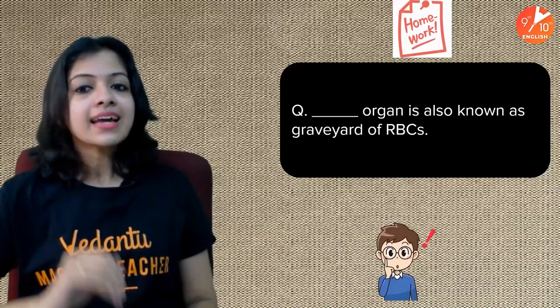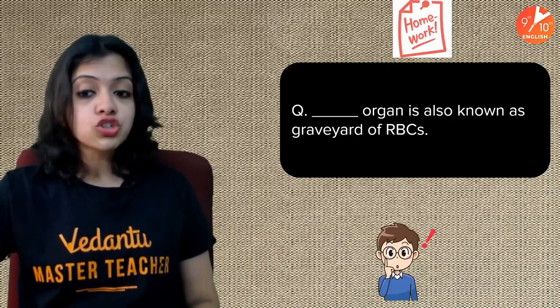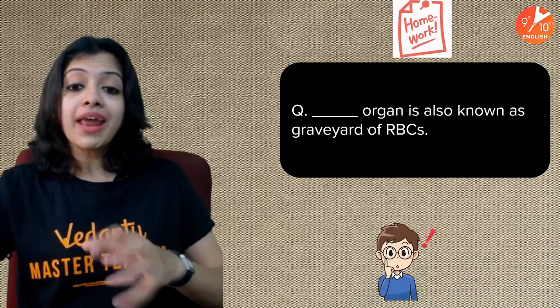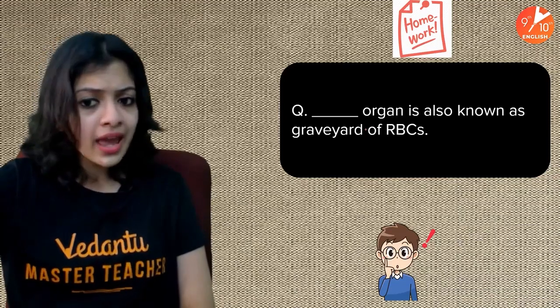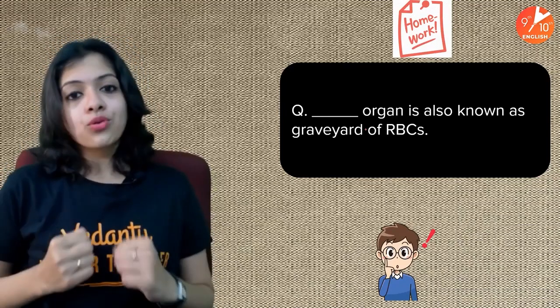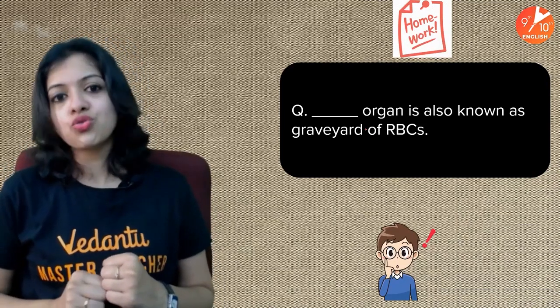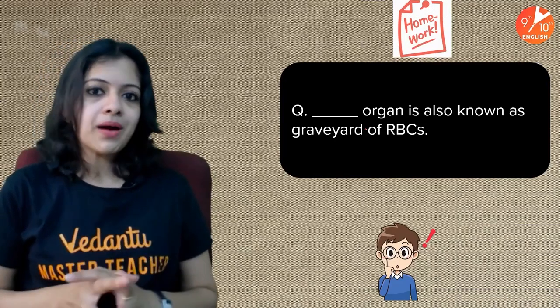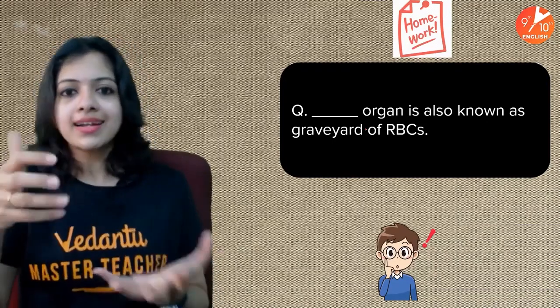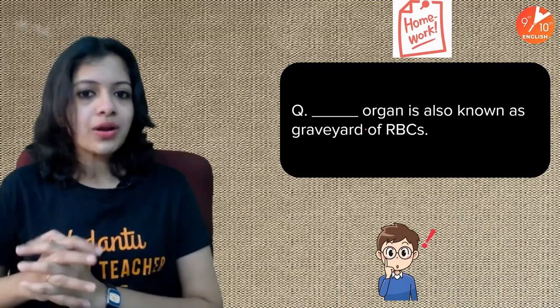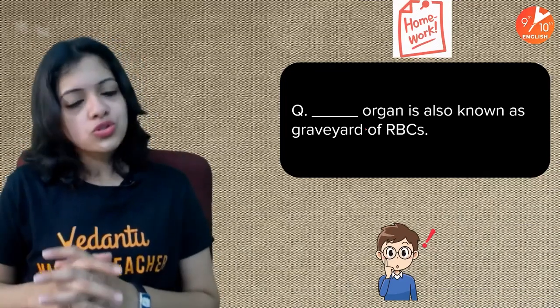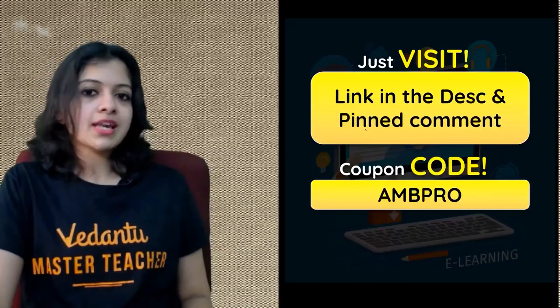Yes, and here is your homework question. Dash organ is also known as the graveyard of RBCs. Is it anything related to what we have discussed today, or is it anything else? I want you to do a basic research if you are not sure about the answer, but yes, I want you to understand and read up more also in the process, not just giving me that one word answer. Okay, but yes, let's see who's going to be giving me the answers first.